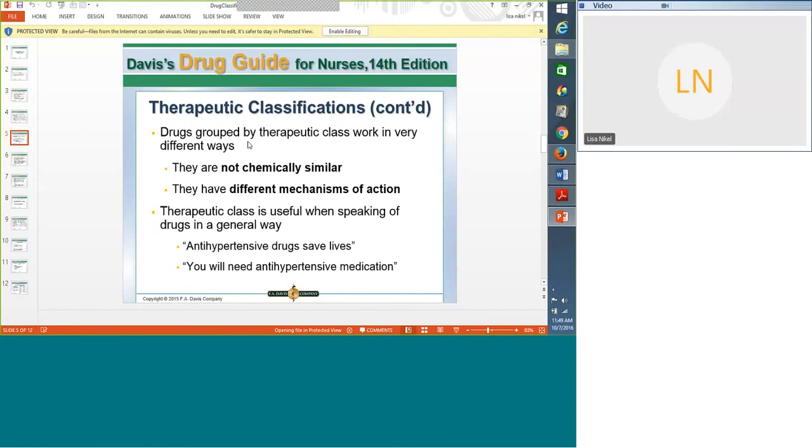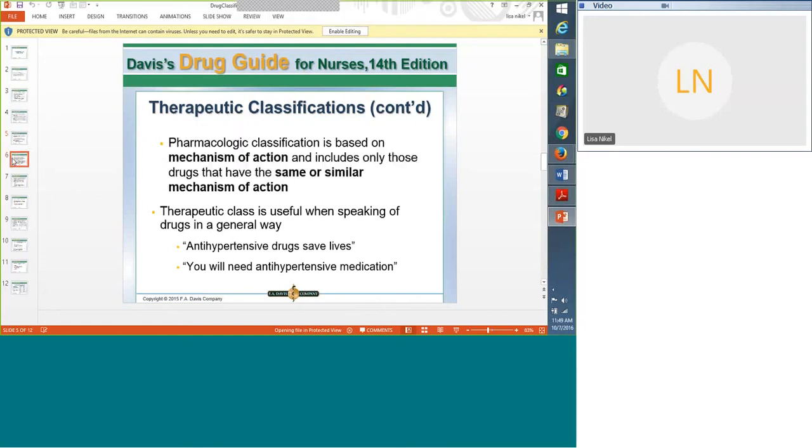So drugs grouped by therapeutic class work in different ways. They're not similar, and they have different mechanisms of action. However, the therapy of them is the same. So a therapeutic class is useful when talking about them in a big way, like antihypertensive drugs save lives, or you would say antihypertensive drugs lower blood pressure. You will need an antihypertensive medication.